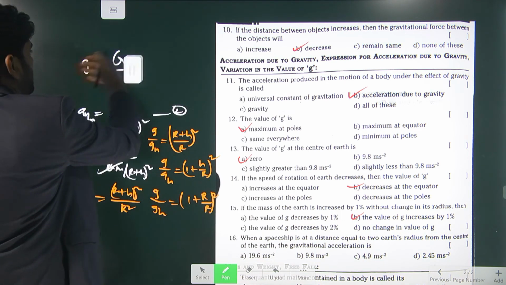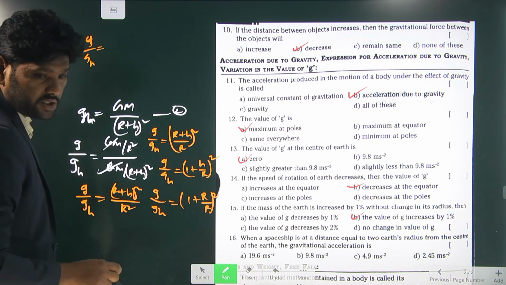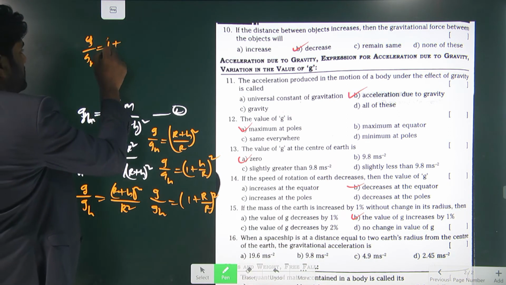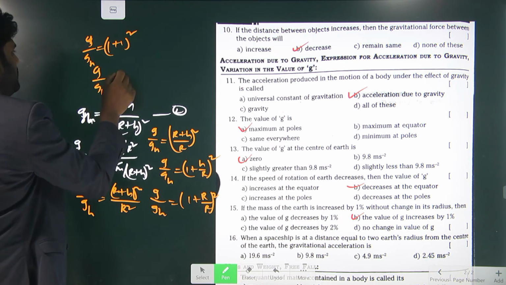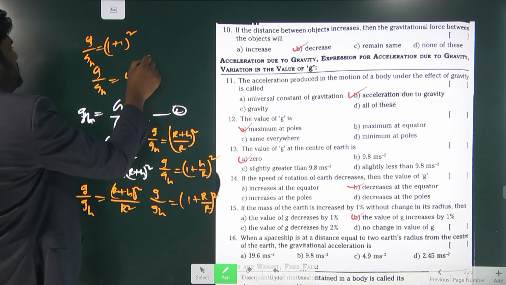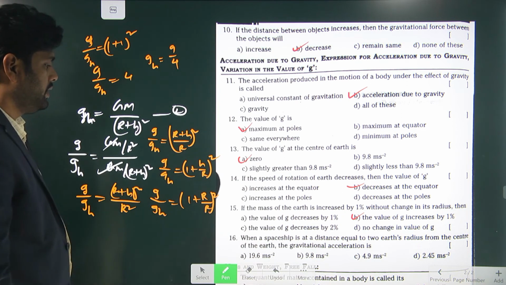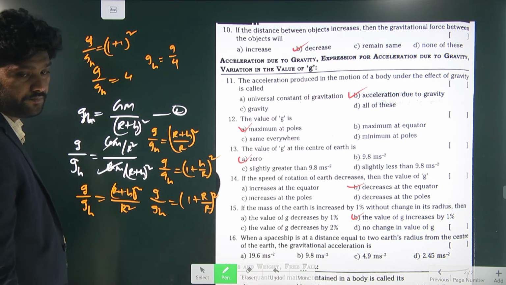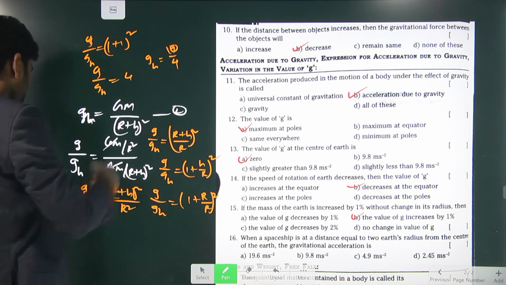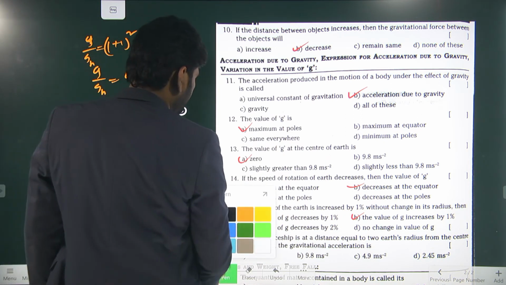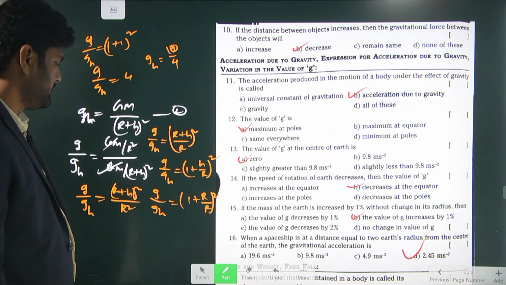Totally, what is the answer we have? g by g_h is equal to (1 plus R by R) whole square, R by R is nothing but 1. So g by g_h is equal to 2 square, which is 4. g_h is equal to g by 4. g decreases to 4 times. If g is 10 now, decreased to 4 times, what is the answer we have? 2.5 is your answer. Understand?